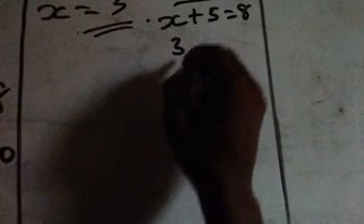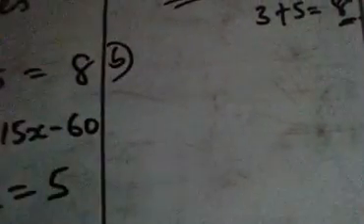If you want to check if you are correct or not, check. Put 3 where the question is x plus 5 equals to 8. So put 3 where you have x. 3 plus 5 will give us what? 8. So that means we are correct.